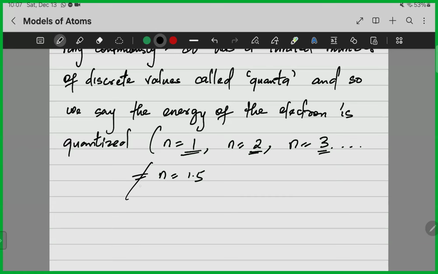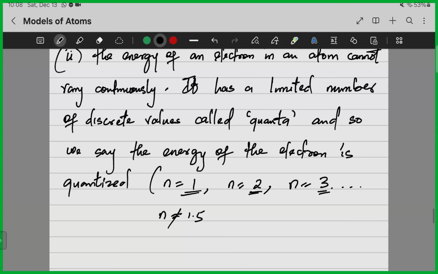So you don't have things like this. n cannot be equal to other values that are not discrete, that are not quantized. So the energy here has limited discrete values in quanta, and we say the energy of the electron is quantized. So keep that in mind.